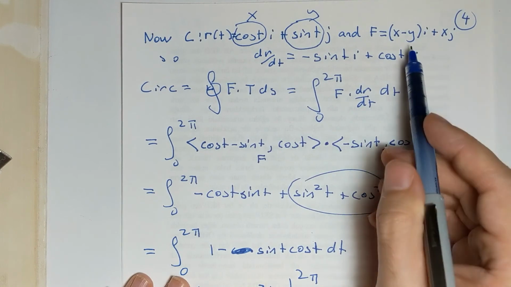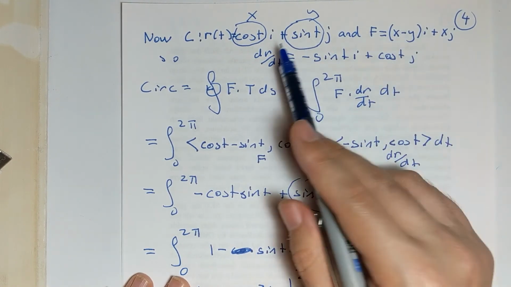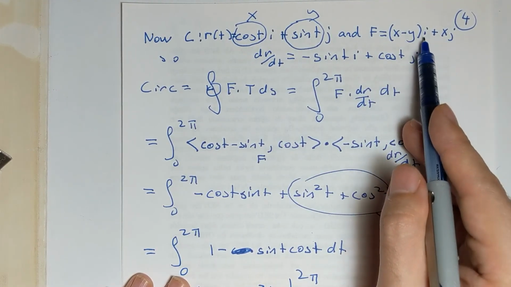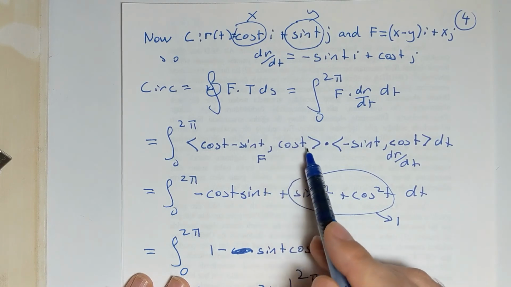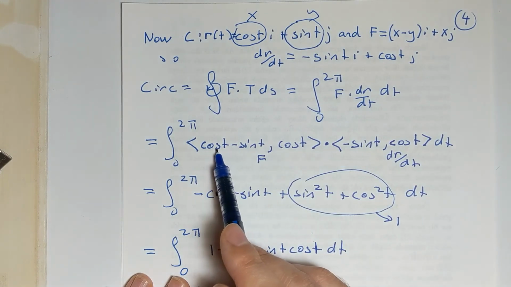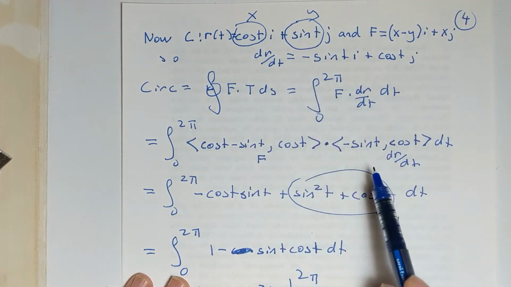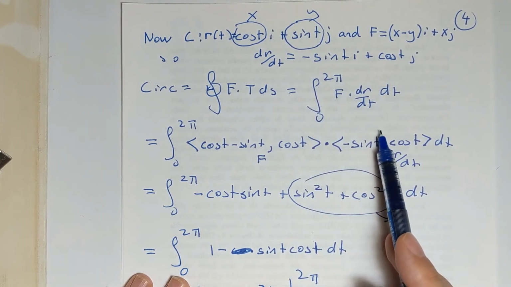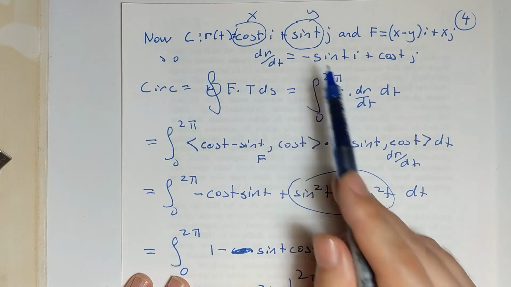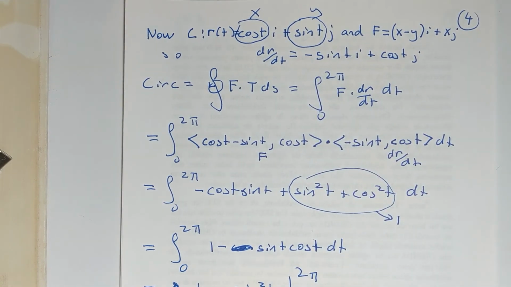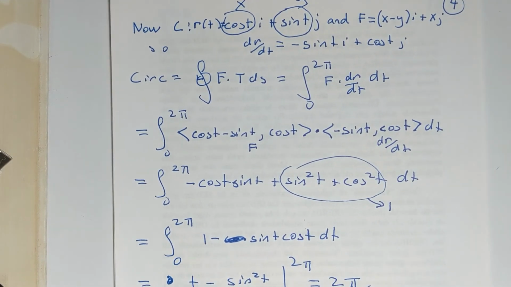Okay, so plug it in. X is going to be cosine t, minus sine t i plus cosine t j. As a vector notation, we can write cosine t minus sine t comma cosine t. And we already calculated dr/dt. Guys, it's not t, it's dr/dt: minus sine t, cosine t dt. Okay, so do the dot product.